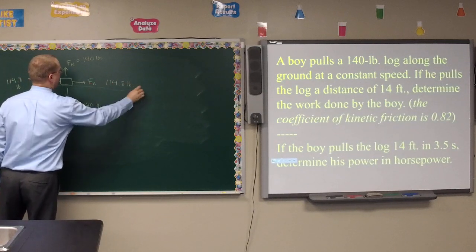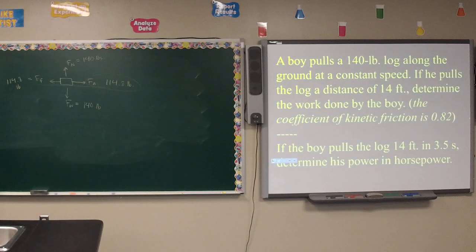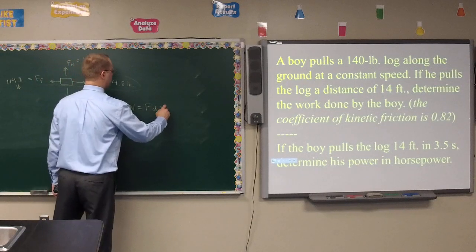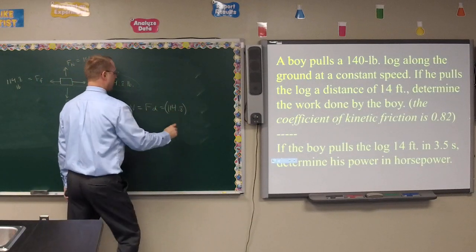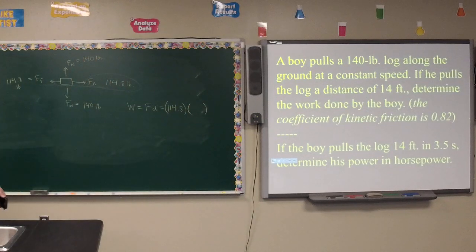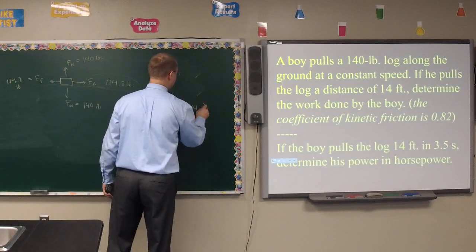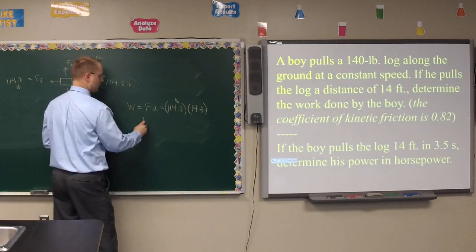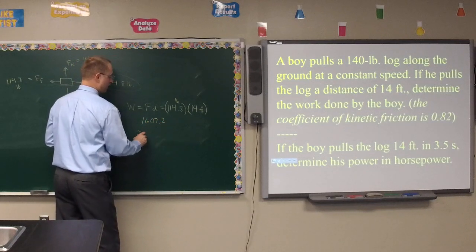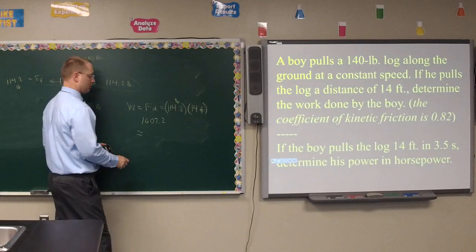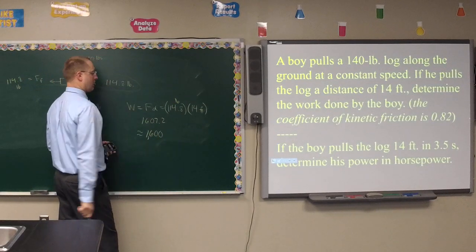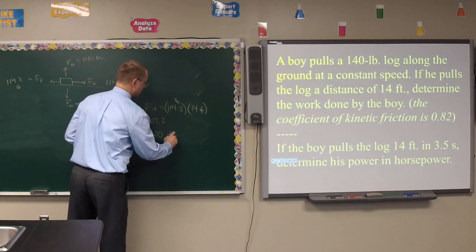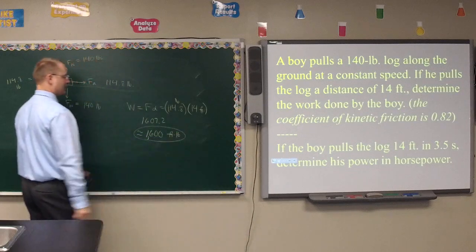All right, so that's the applied force. That's what goes into the equation for work. So when we go to find work, we said work is equal to force times displacement: the 114.8 pounds he applied, and he moved the log 14 feet. So we'll multiply that, and we end up with 1,607.2. And round it off, 1,600. And our unit? Normally joules, but not on this one. Foot pounds, because somebody decided to give you non-scientific units.